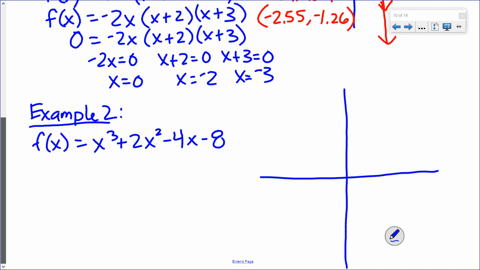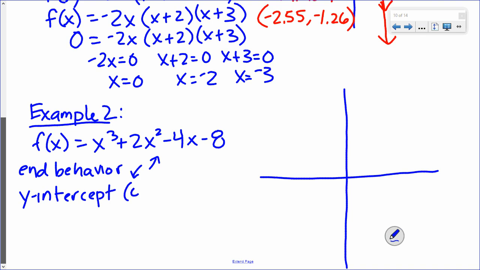And just from looking at the standard form, right away, I know my end behavior is like this. And I know my y-intercept is at -8. I can go ahead and put that on the graph if I want. 6, 7, 8. Okay.